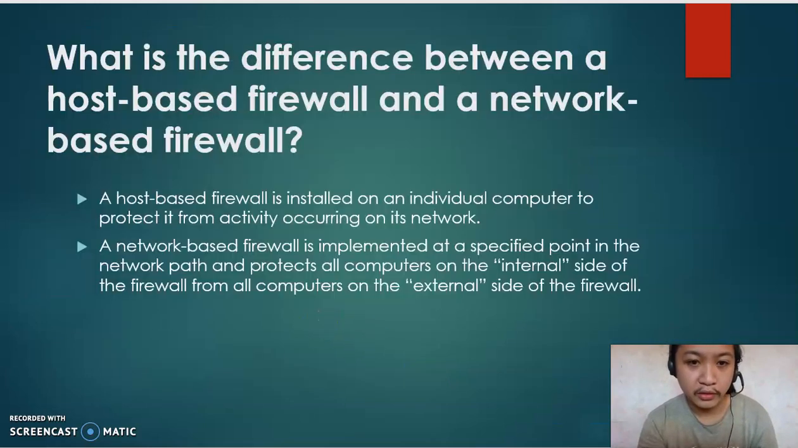So what is the difference between host-based firewall and network-based firewall?